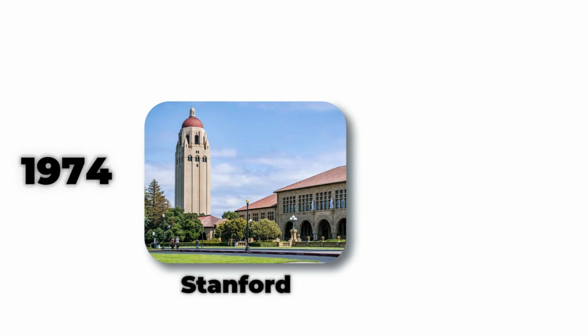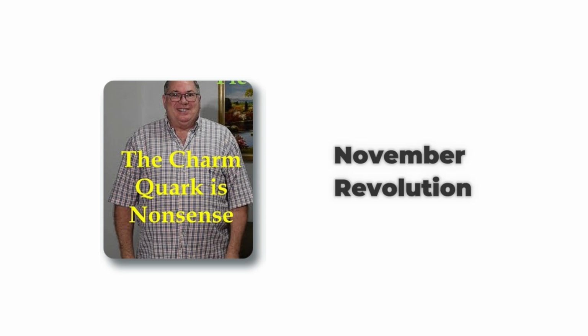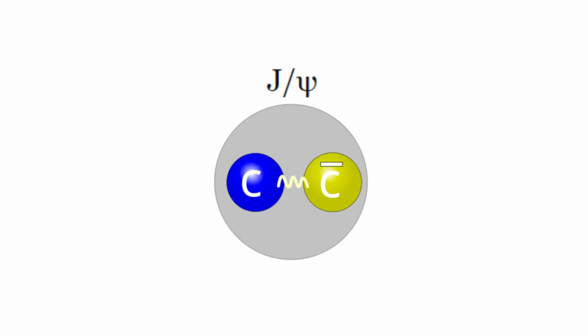Two independent research teams, one at Stanford and one at Brookhaven, found evidence for the same new particle at the same time from completely different experiments. It was so unexpected that the scientific community called it the November Revolution. The particle they found, called the J/Psi, was made of a charm quark and its antimatter partner bound together.